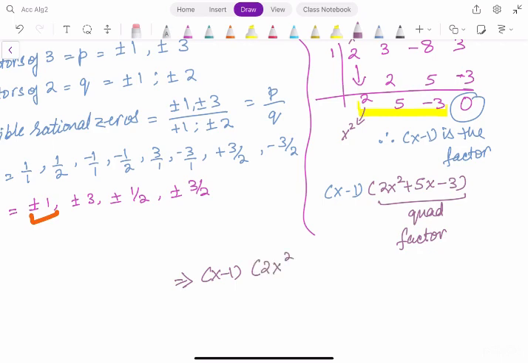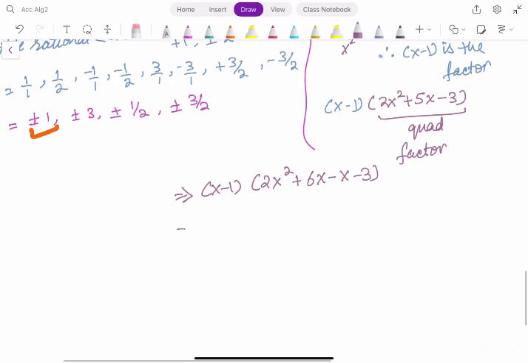Two x squared plus 6x minus x minus 3, because I can factor 5x into 6x minus x. And then I will get all the factors as x minus 1 that we already got. So 2x minus 1 and x plus 3. So this is in a linear factorization. All the brackets, they are in linear format. And with this, we can write all the zeros down.